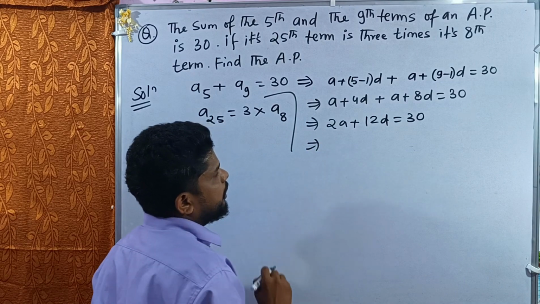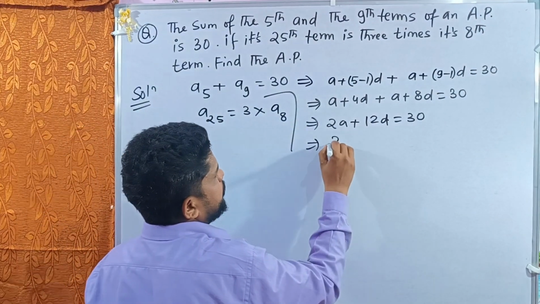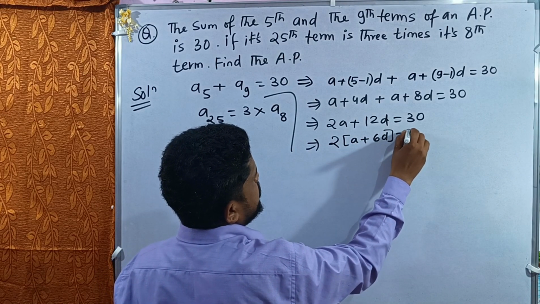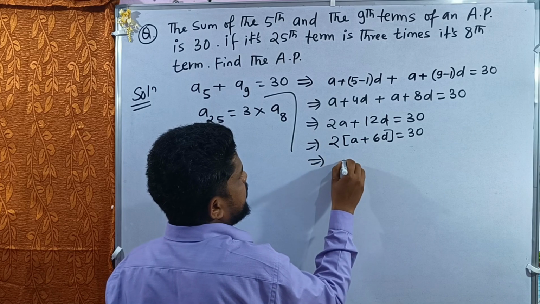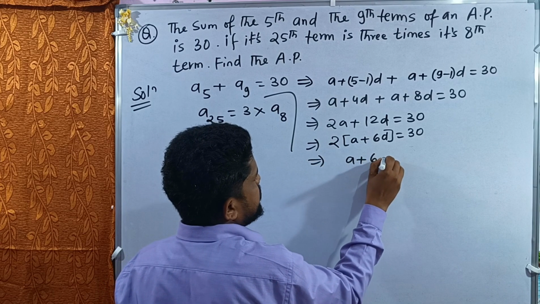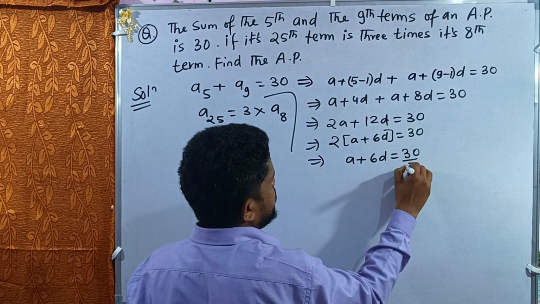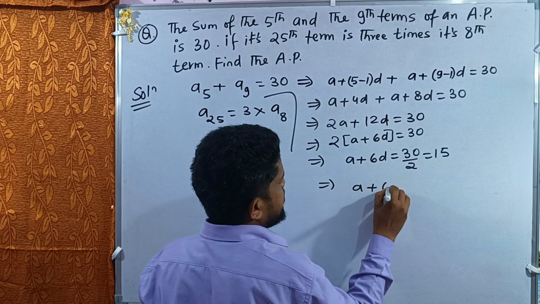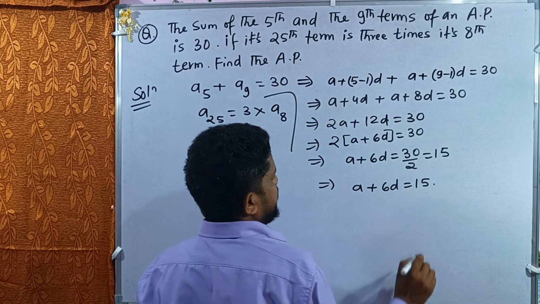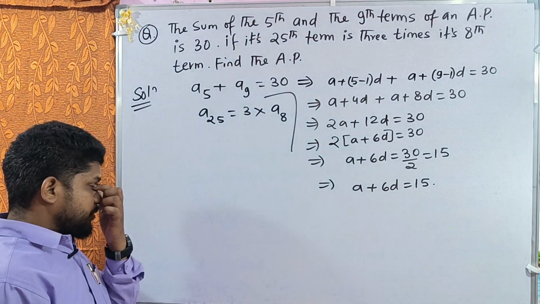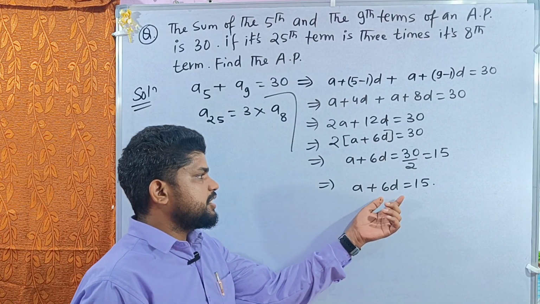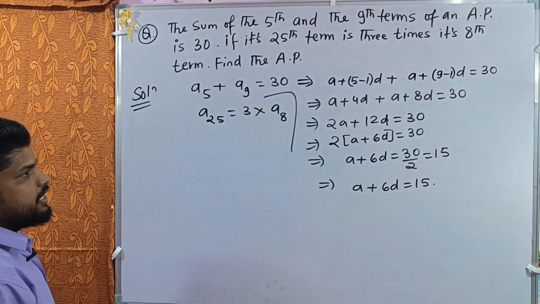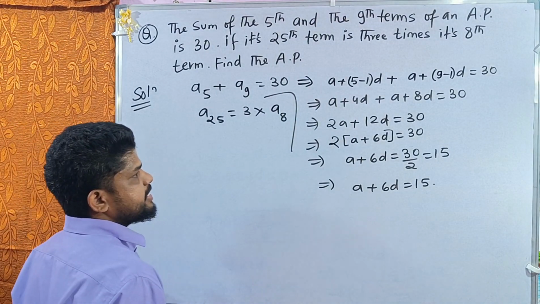Here we can take 2 common, so we will get 2a plus 6d is equal to 30. This will give us a plus 6d is equal to 30 divided by 2, which is 15. So we have a plus 6d is equal to 15. Dear students, you can observe that this a plus 6d is nothing but the 7th term only. So the 7th term of the given AP is 15.